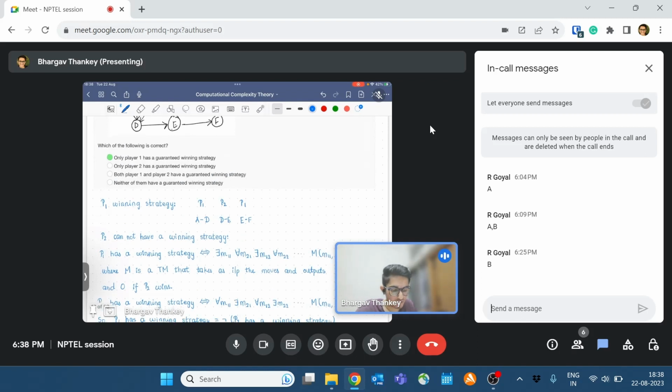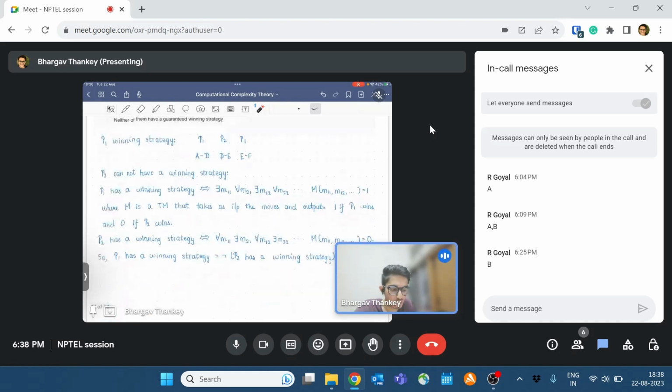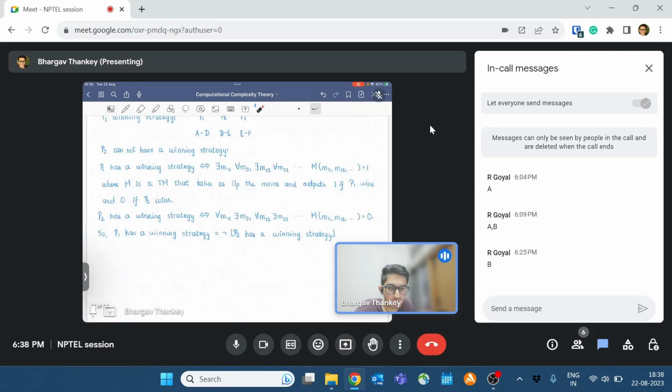Yes. Okay, so in this game, look at the Turing machine M over here. It outputs 0 or 1 depending on who wins, right? Now consider a game in which draws are also possible. So in this game, draws are not possible, but consider a game in which draws are possible. Try to do the following.